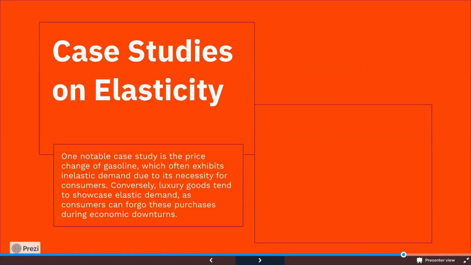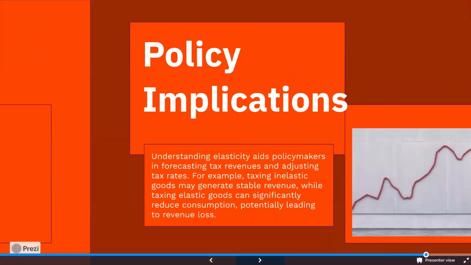Case studies in elasticity. One notable case study is the price change of gasoline, which often exhibits inelastic demand due to the necessity for consumers. Conversely, luxury goods tend to showcase elastic demand as consumers can forego these purchases during economic downturns.